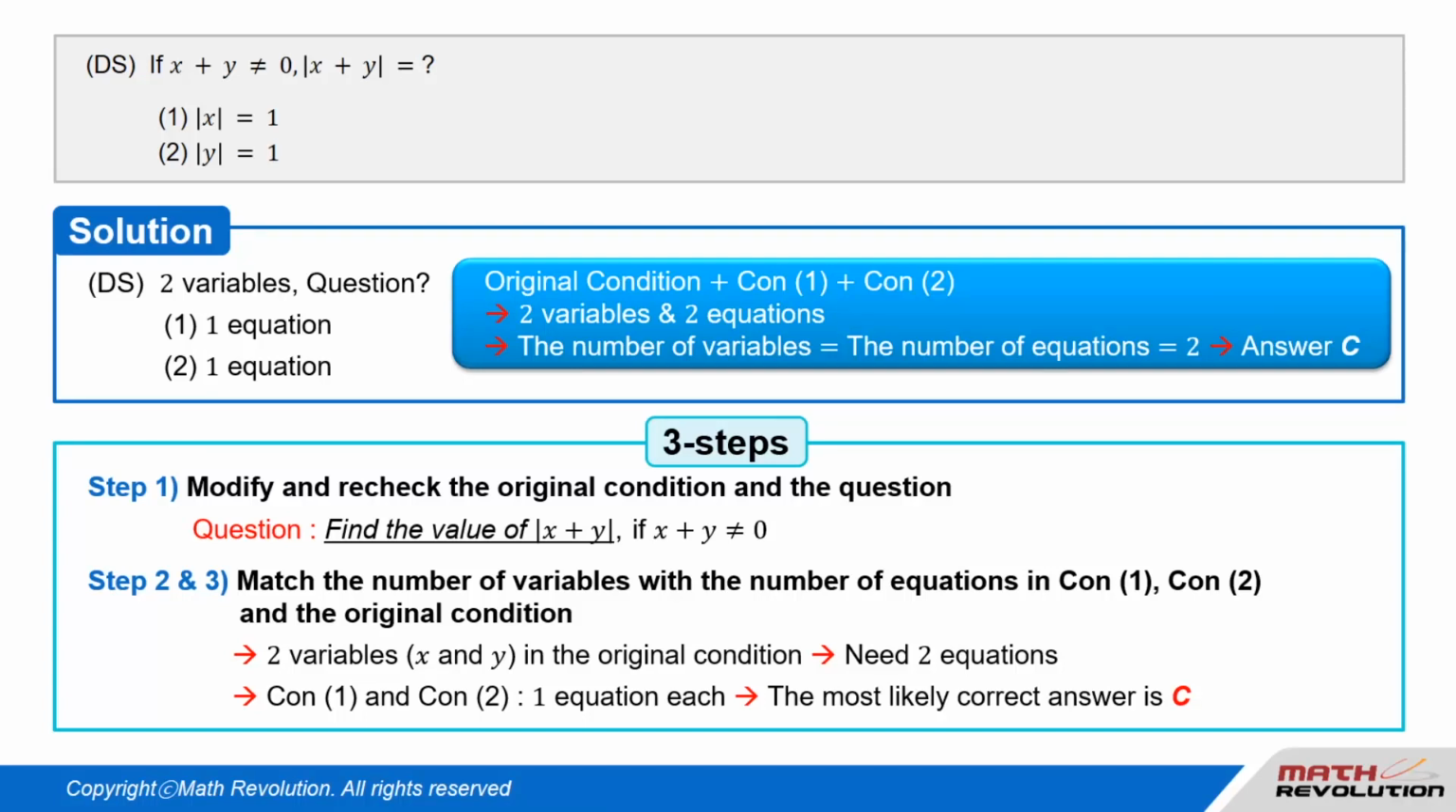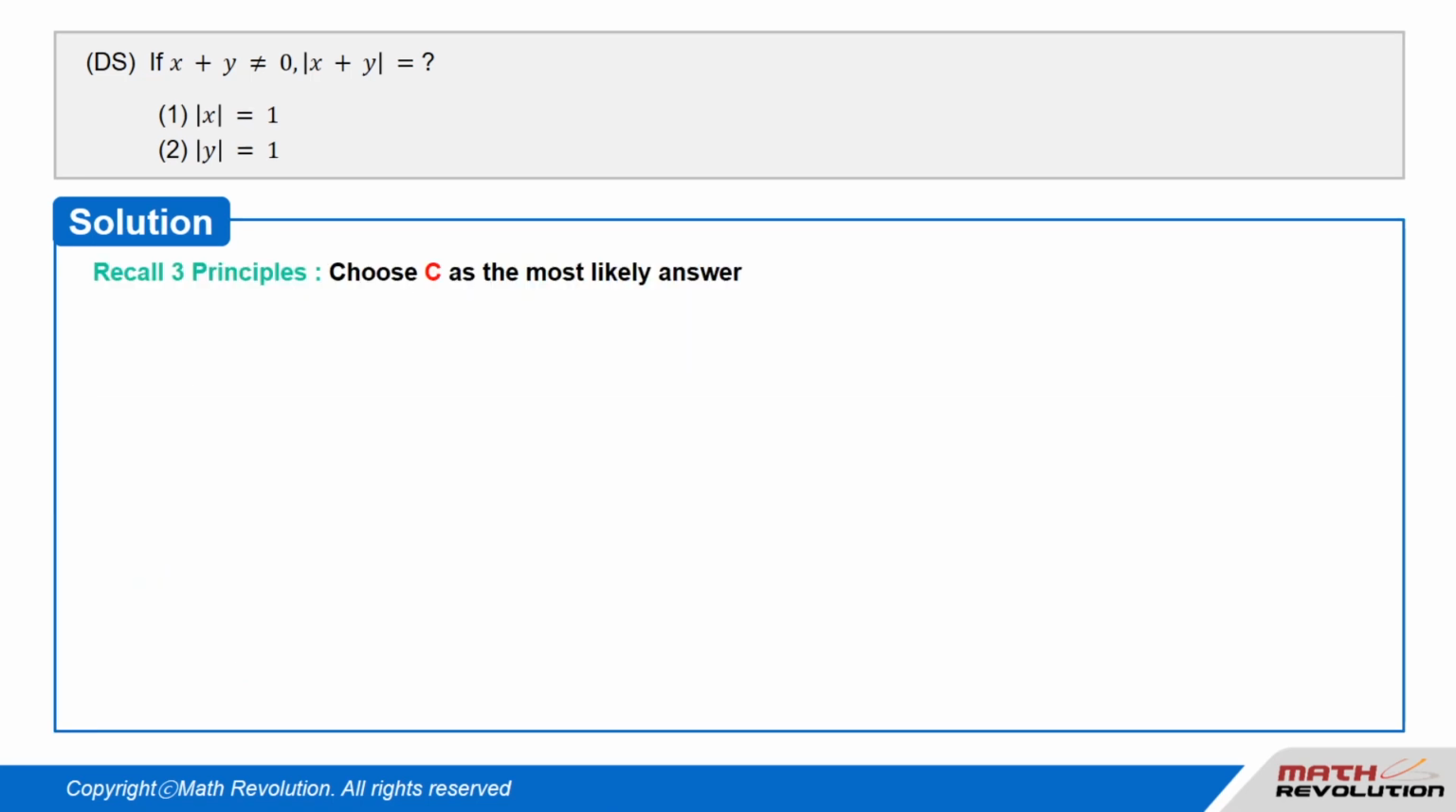Follow the second and the third step. From the original condition, we have two variables, x and y. To match the number of variables with the number of equations, we need two equations. Since conditions 1 and 2 will provide one equation each, C would most likely be the answer. Recall three principles and choose C as the most likely answer.